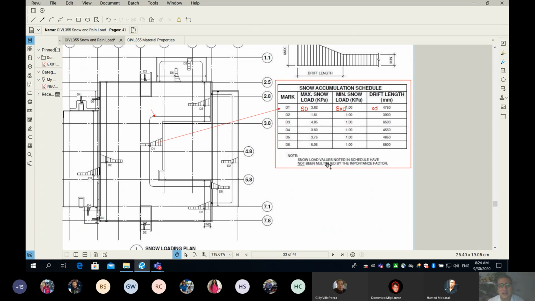Schedules are an amazing invention, because they save a ton of effort when it comes to drafting. For example, let's say the engineer has made a mistake, or the architect changes the value for the elevation of the higher roof. So the engineer will go ahead and simply recalculate the drift.